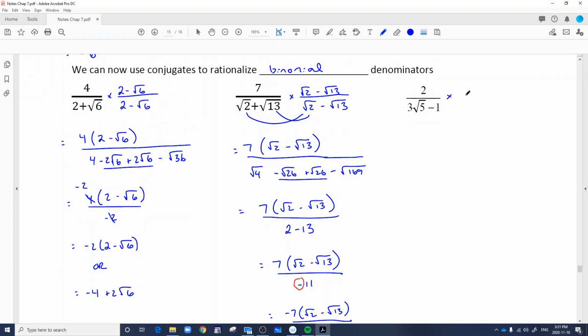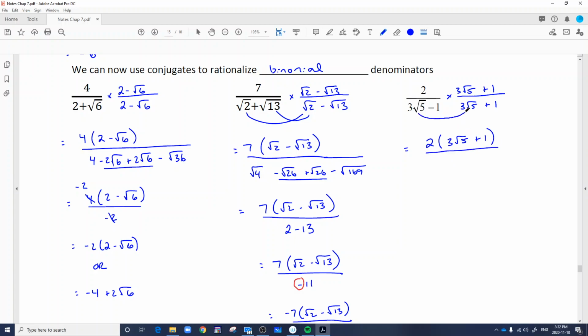I'm going to multiply by the conjugate. So in the denominator, I have 3 root 5 minus 1. So the conjugate is 3 root 5 plus 1. I'm going to multiply top and bottom by the same thing, because then I'm multiplying by 1 and not changing the value of my expression. I'm not going to multiply that 2 through. I'm going to leave it out front. And then I'm going to do the bottom.